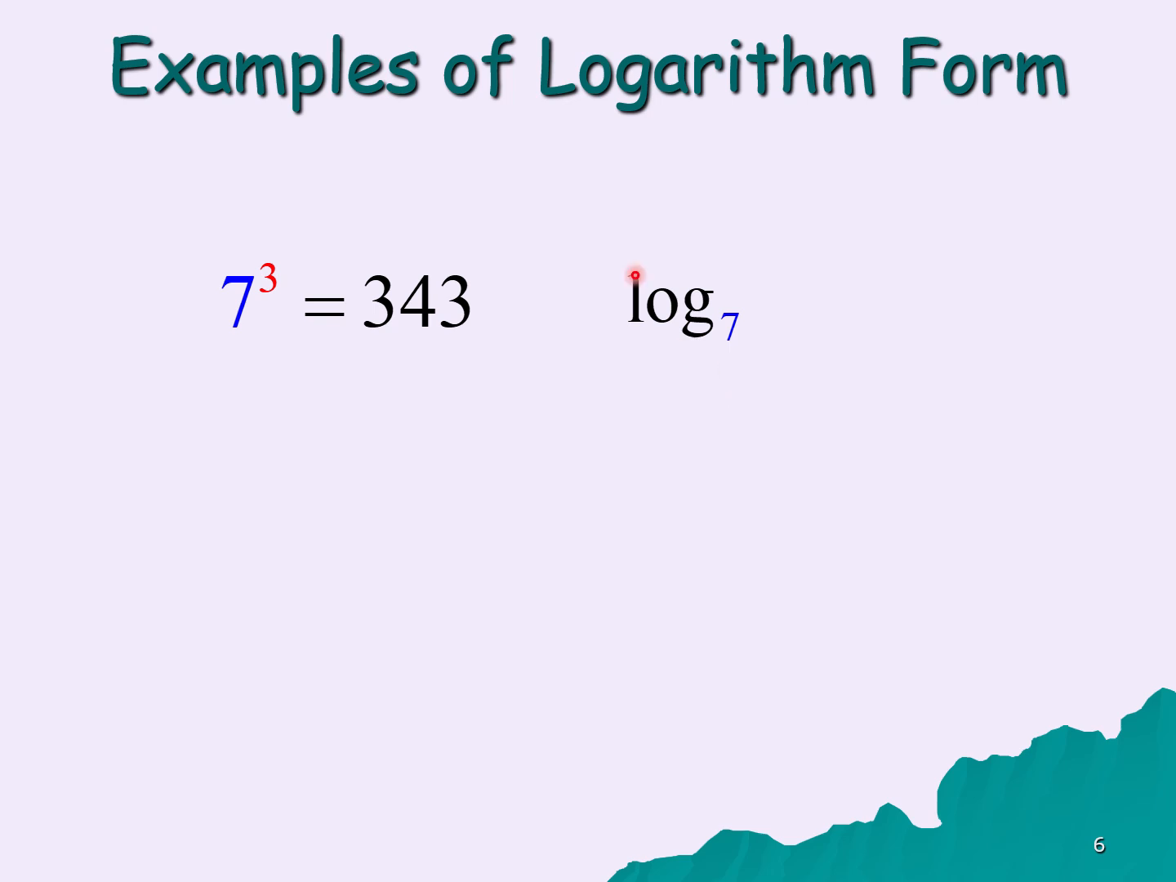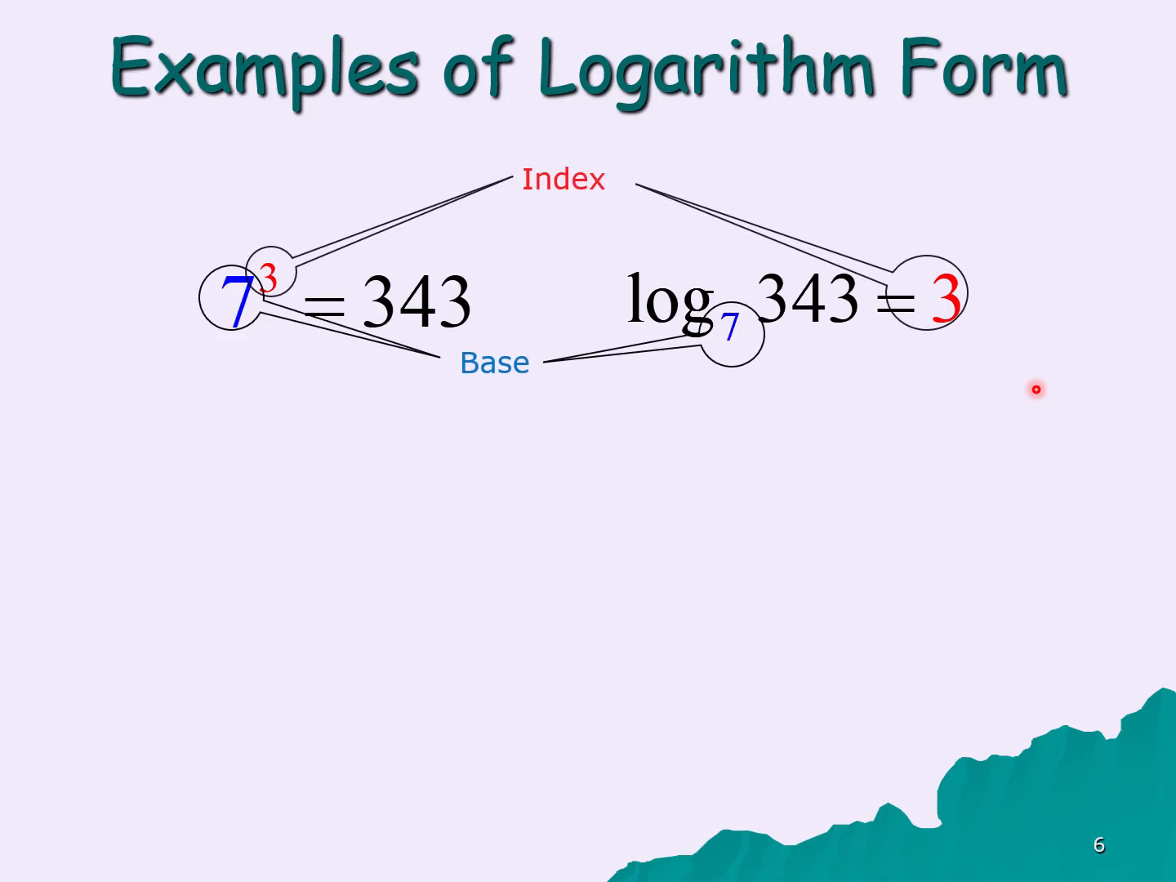So the index here is equal to 3. Therefore, I know that log base 7 of 343 is equal to 3. With this, I am able to convert the index form to the log form. I take note of the base and then I take note of the index. Now, let's take a look at another example.